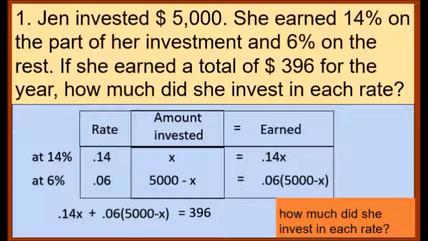Nag-invest daw si Jen. 5,000 ang gamit niya. Mga equivalent niyan sa peso, pag i-convert natin yan, kasi yung $1,000, 5,000 yon. So, mga approximately, ano yan, nasa 100,000 yan, mga nasa 200,000.